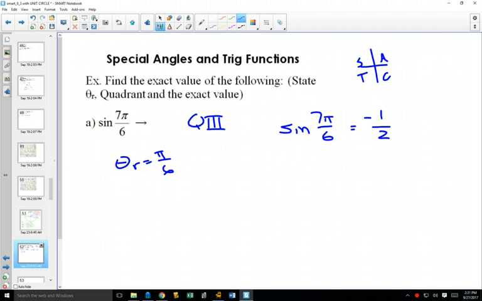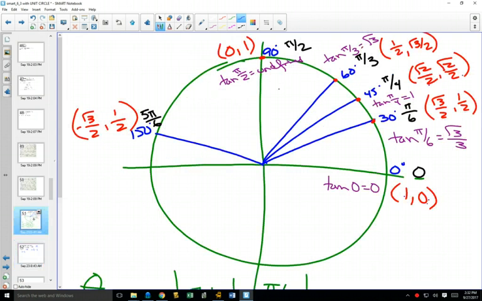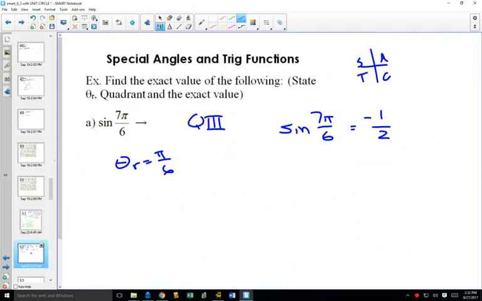So we recognize that this is part of the pi over 6 family. You think of your unit circle, and here's pi over 6, and sine is the y-coordinate. So you know that sine of pi over 6 is 1/2. Then 7 pi over 6 is in quadrant 3. In quadrant 3, sine is negative. So sine of 7 pi over 6 will be negative 1/2. So we think about what quadrant it's in to find out whether it's positive or negative. We think of the family to figure out its value.